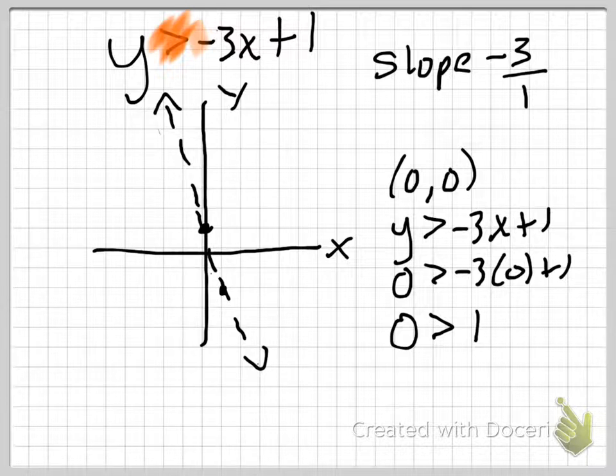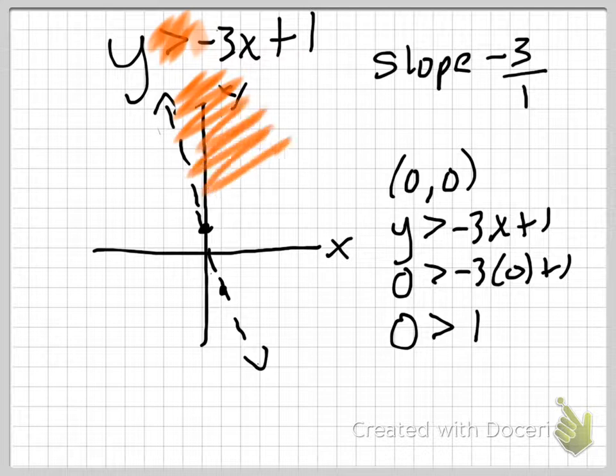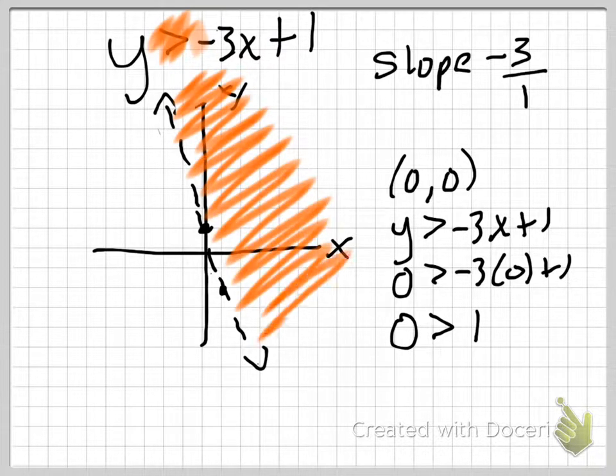Now I can also tell when I look at my equation, since my y value is first and I'm dealing with a greater than symbol, that I would have shaded, I forgot which one I was on again. We're going to shade above. So it's going to be shaded in this direction.